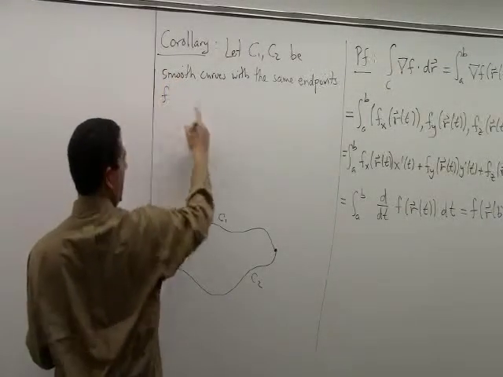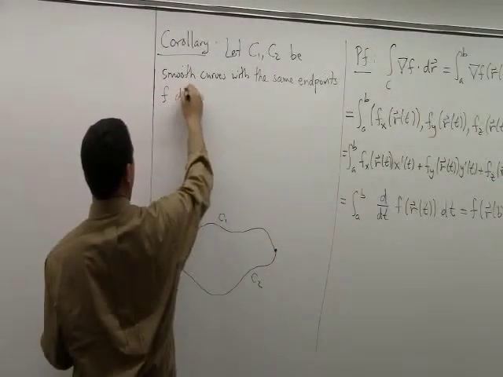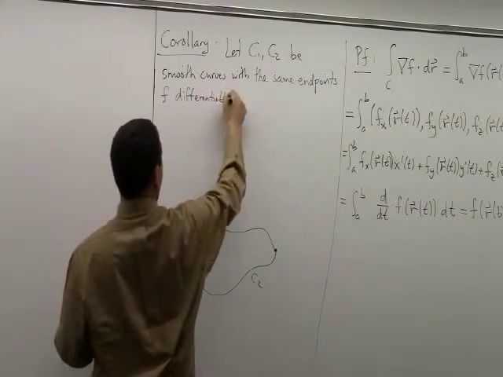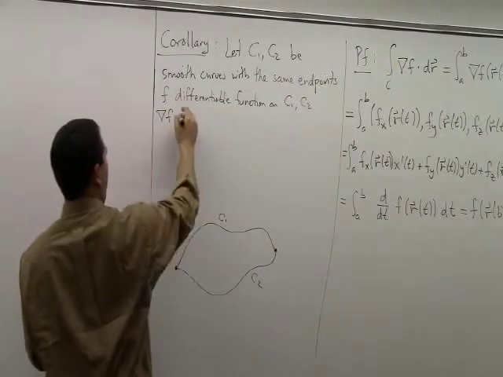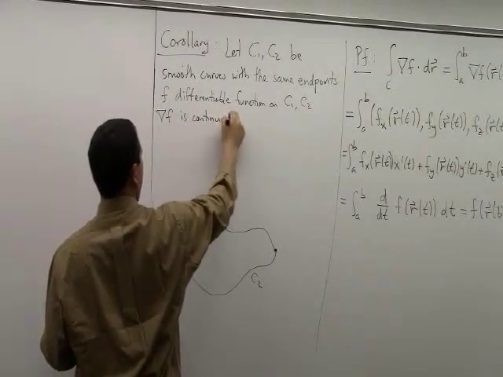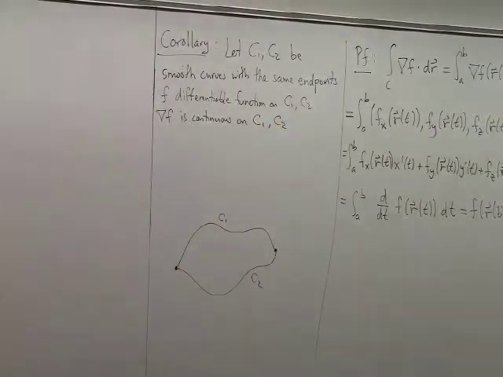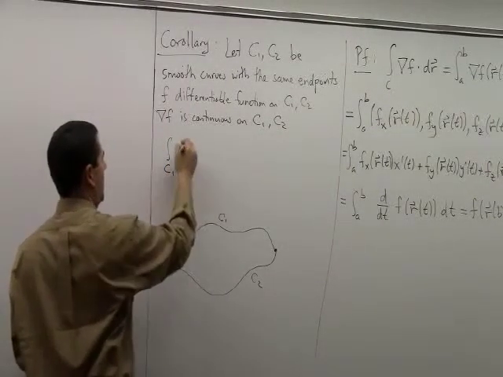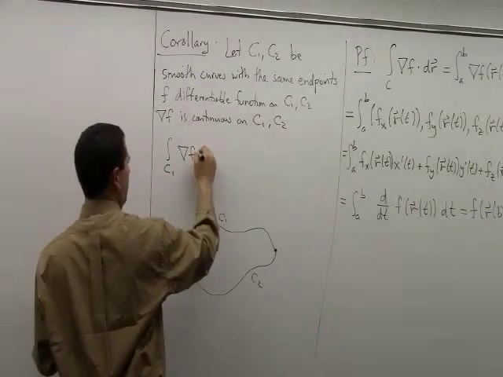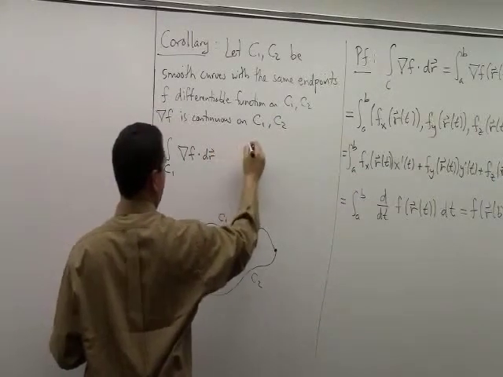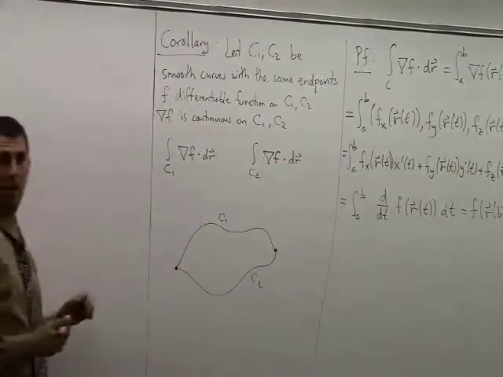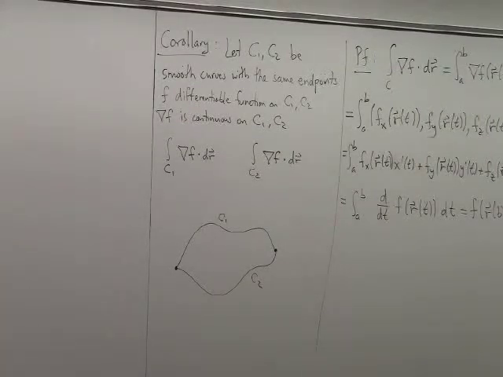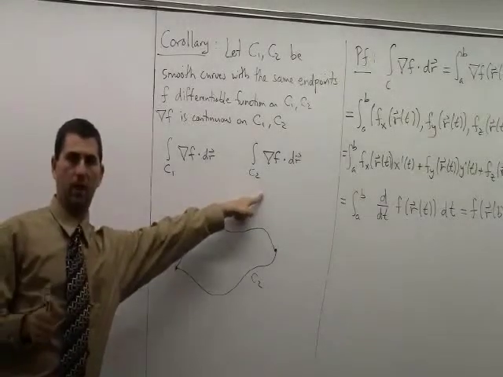So let's assume, again, all the hypotheses of the fundamental theorem. So f is a differentiable function on C1, C2, and the gradient of f is continuous on C1 and C2. So we can compute the line integral of the gradient of f over C1, and we can compute the line integral of the gradient of f over C2. And the question is, what's the relationship between them? If we know one of them, can we figure out what the other one has to be?